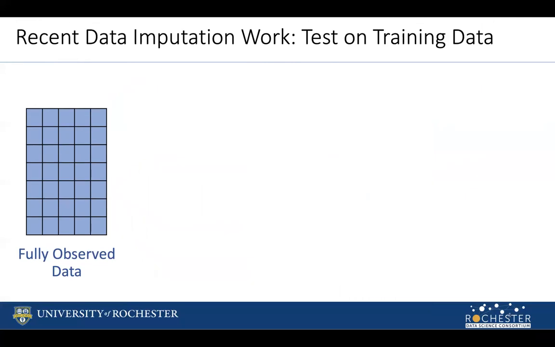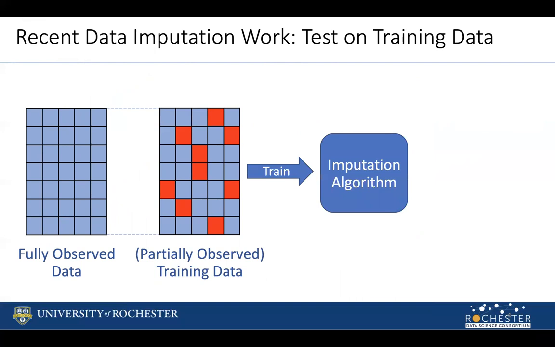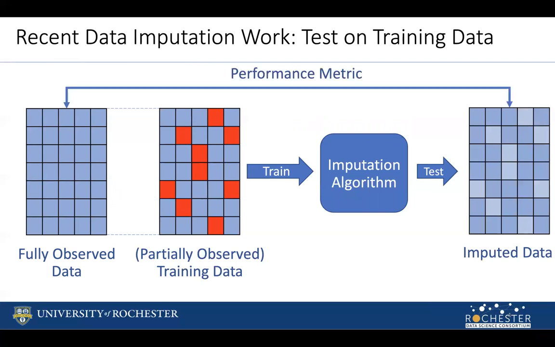More recent work on imputation incorporated a more realistic benchmarking scenario in which the training data itself has missing values. This required enabling learning from incomplete data, which is a significant step forward. However, the testing happened on the same data used for training, meaning that the test data had already been partially observed by the algorithm.